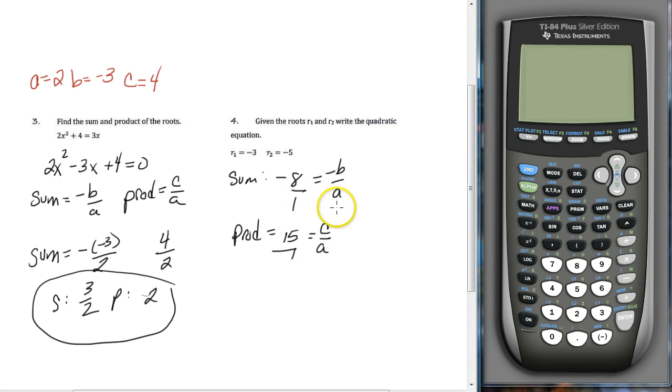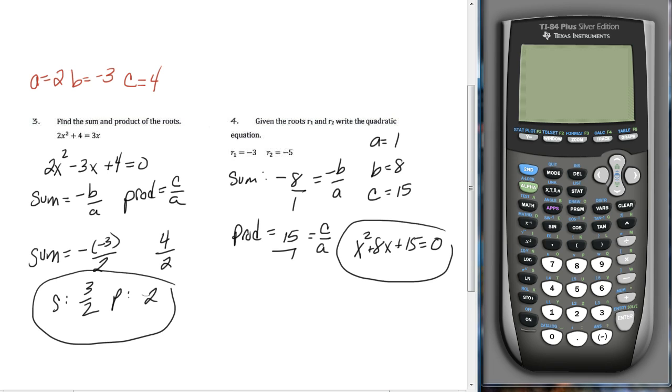Now we check to make sure that the bottom, the a, the denominators are the same. They are. We're ready to run with it. So from this we can see that a is 1, b is the opposite, positive 8, c is keep it, 15. So the answer is x squared plus 8x plus 15. And you must have it as an equation, set to 0.